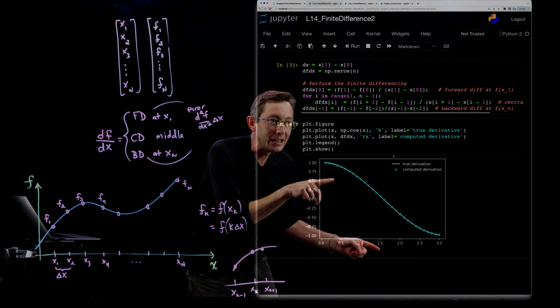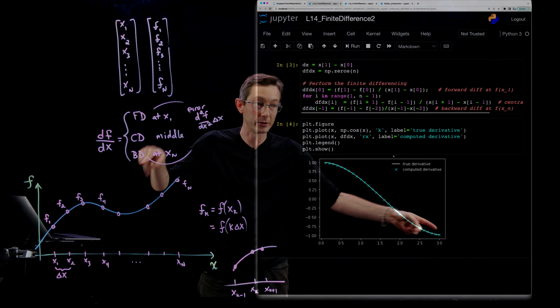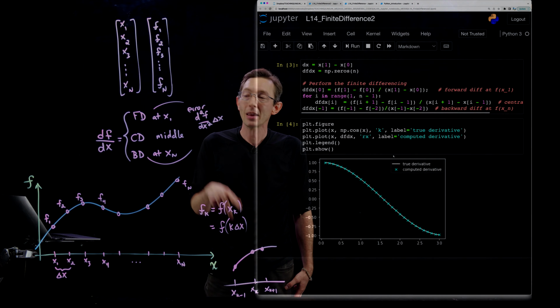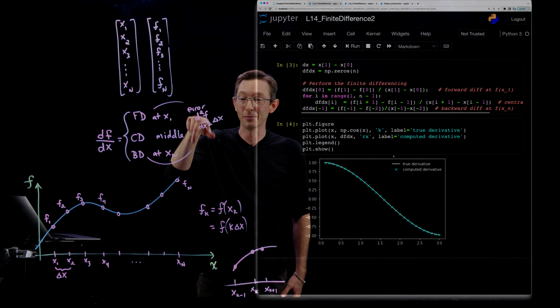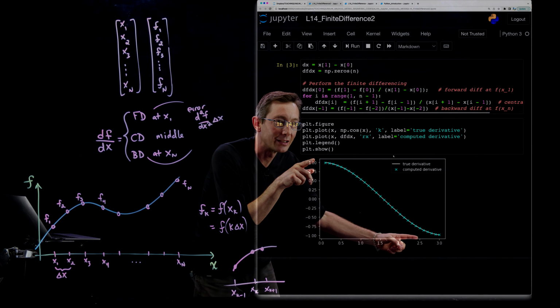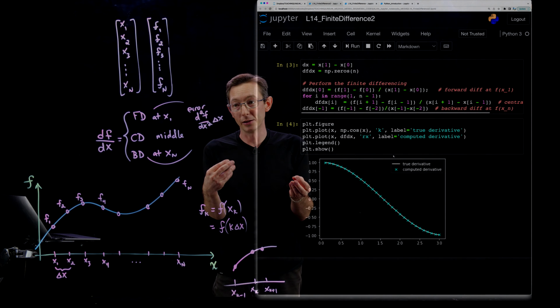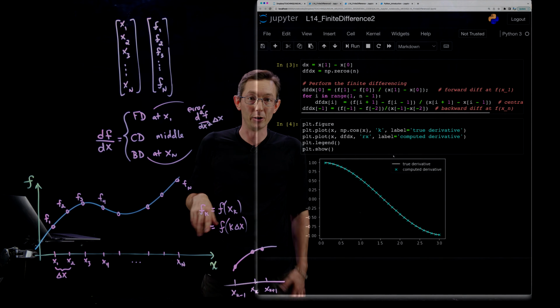And so at these endpoints, where my error should be higher because I'm using forward difference and backward difference, it turns out that my curvature, my f double prime, is actually really, really small there. And so that's why even though I'm using a less accurate scheme at the left point and at the right point, they still look really good, because they're multiplied by this really, really small number.